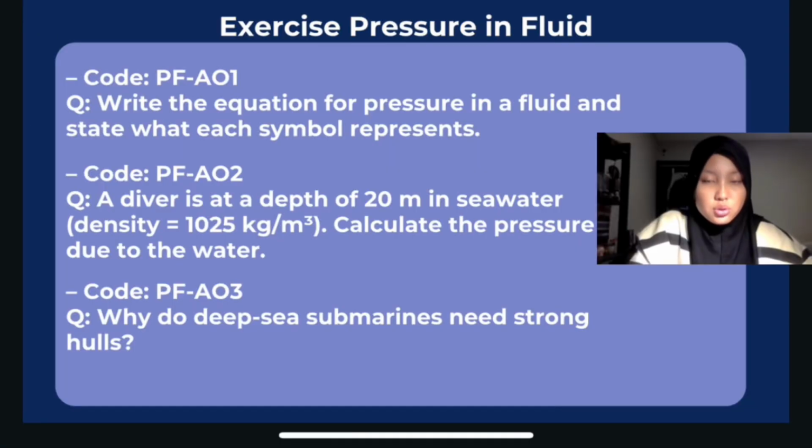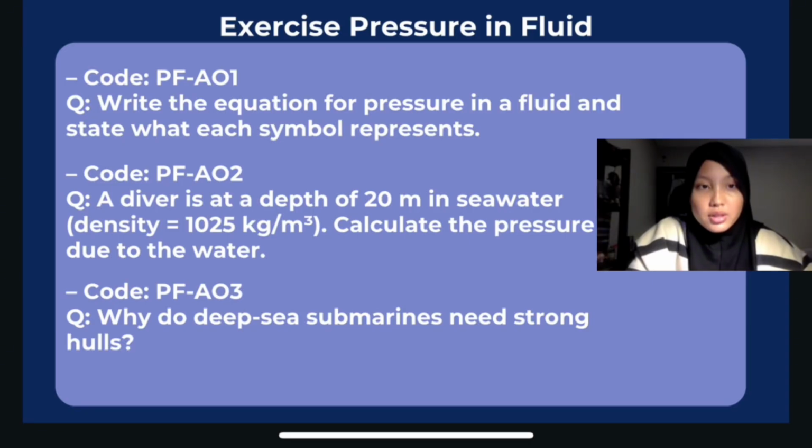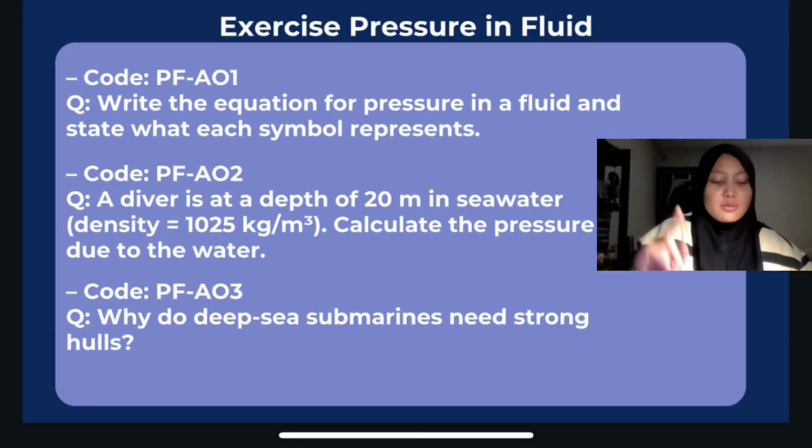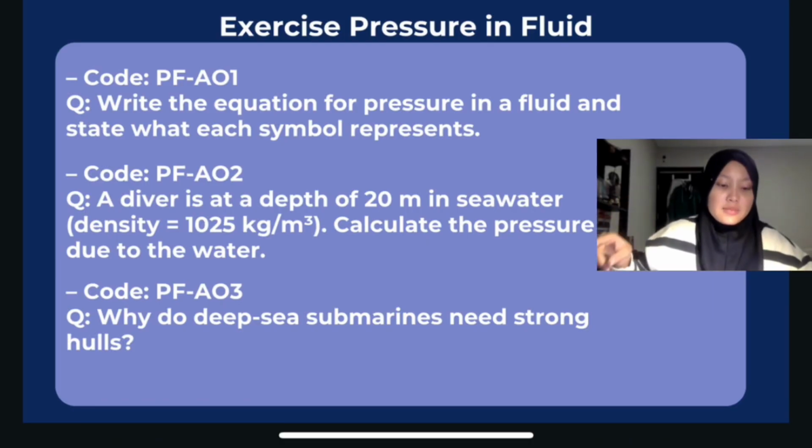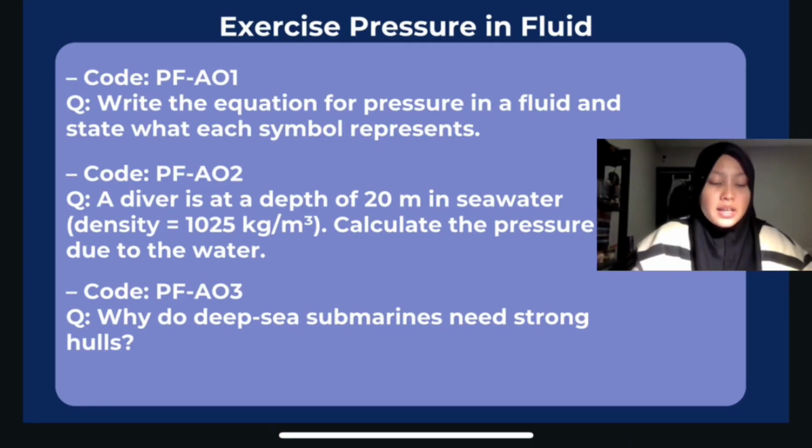So we'll get into the AO1 question. Write the equation of pressure in a liquid and state what its symbol represents. P equals rho times g times h, where rho is the fluid's density, not the object's density, g is the gravity, and h is the depth.